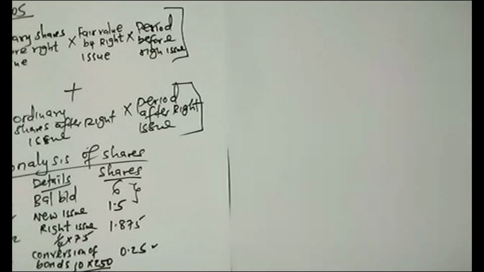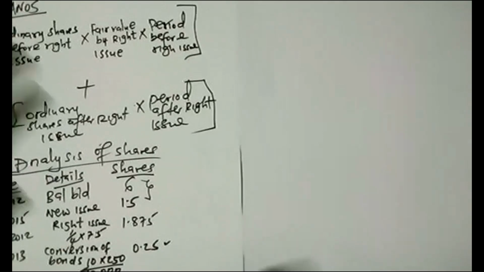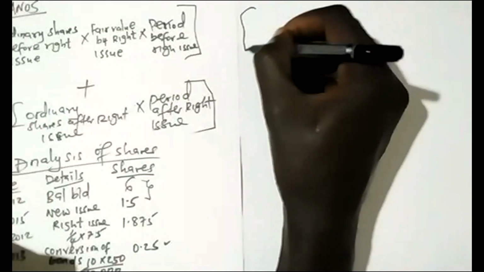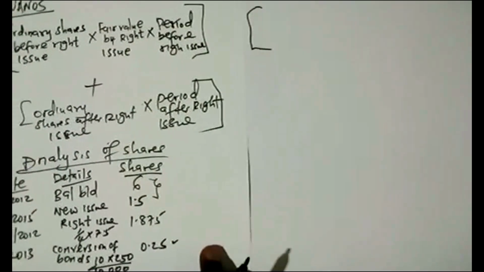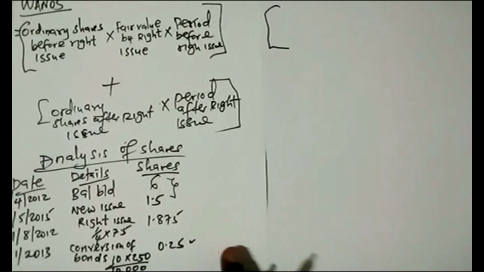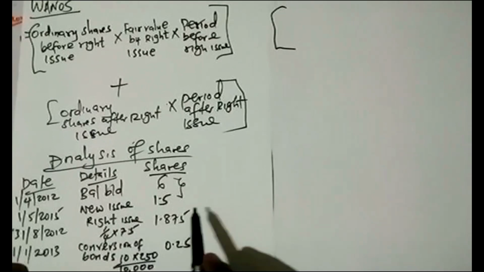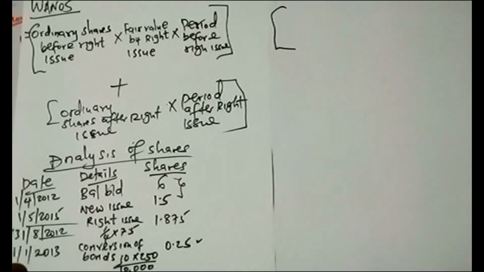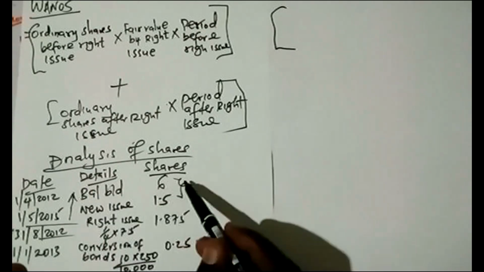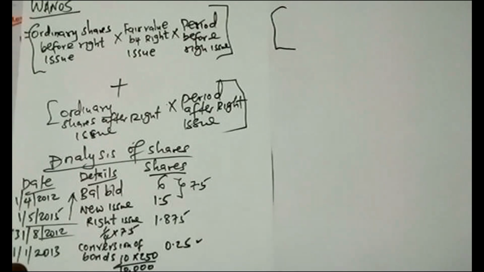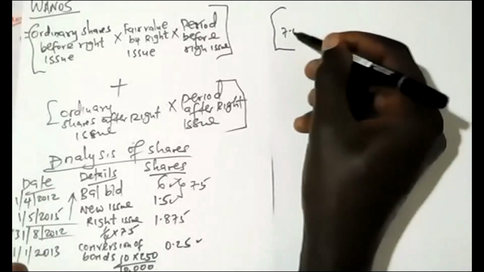So what we are supposed to do is just the application of what we have done concerning the analysis of shares in our formula. So you remember our formula very well. It was ordinary shares before the rights issue. The rights issue was in August. So which means that for the period before the rights issue, we have 7.5 ordinary shares, because the 6 plus 1.5, that is 7.5.